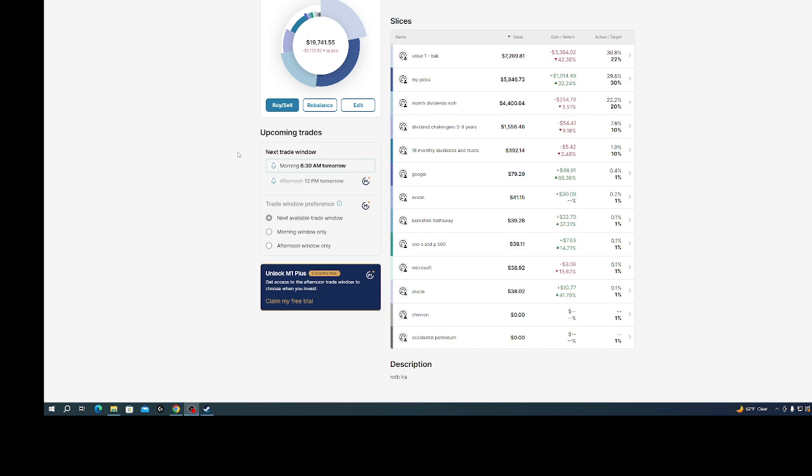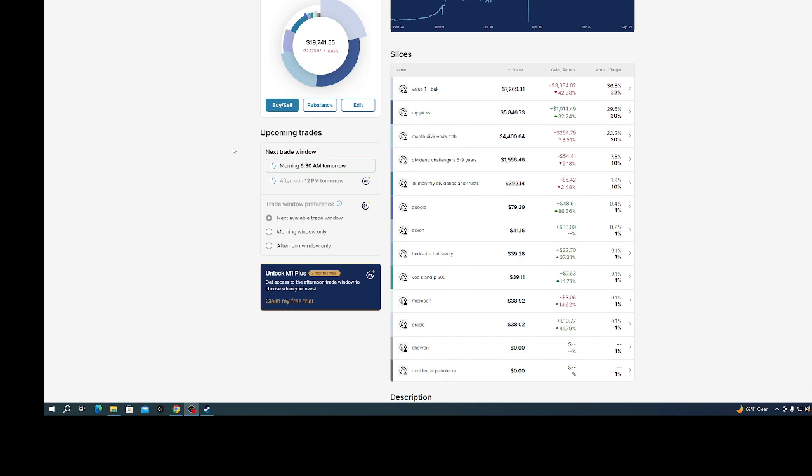It's at 30, I got it at 22% weighting right now. So I've kind of adjusted the weightings a little bit. But the main point is I just want the dividend income. As you can see, the 18 monthly payers is only 1.9% right now, but I got it at 10% weighting, and the dividend challengers is at 7.8%, but I got it at 10. So as more money comes in, it'll be buying some of these underweighted things.